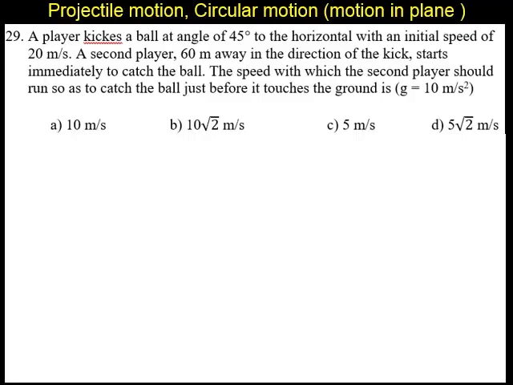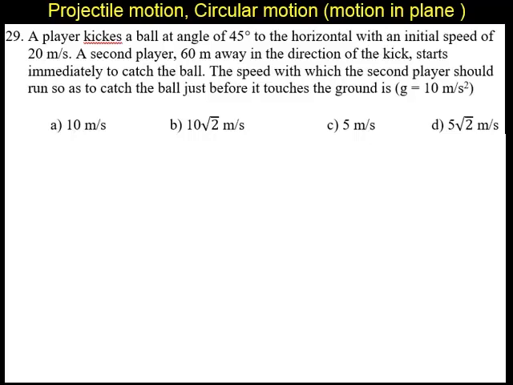A player kicks a ball at an angle of 45 degrees to the horizontal with an initial speed of 20 meters per second. A second player 60 meters away in the direction of the kick starts immediately to catch the ball. The speed with which the second player should run so as to catch the ball just before it touches the ground is. So here the problem is like this.